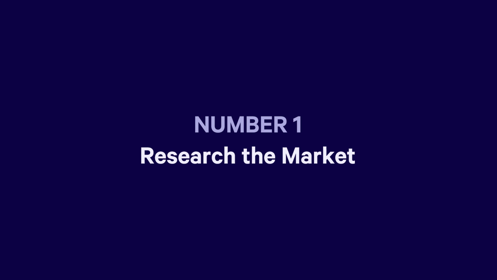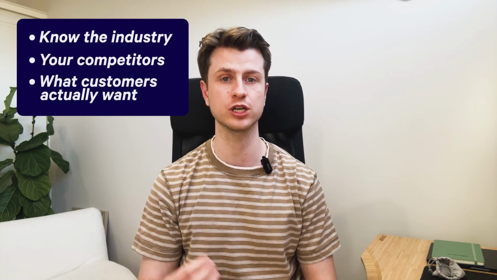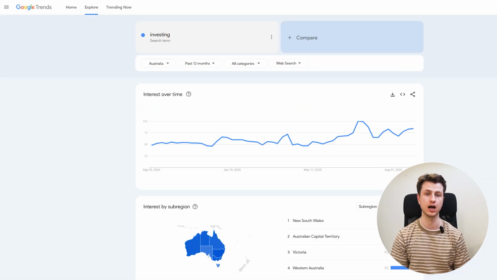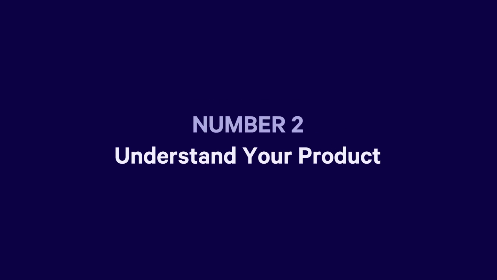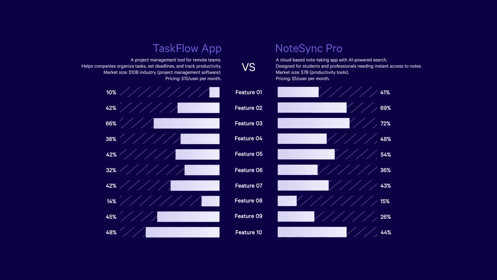Number 1, research the market. Know the industry, your competitors, and what customers actually want. Use tools like Google Trends or surveys to spot gaps others aren't addressing. Number 2, understand your product. Be crystal clear on the problem your product solves, what makes it unique, and where your product is headed. A simple one-pager or comparison chart can bring this to life.